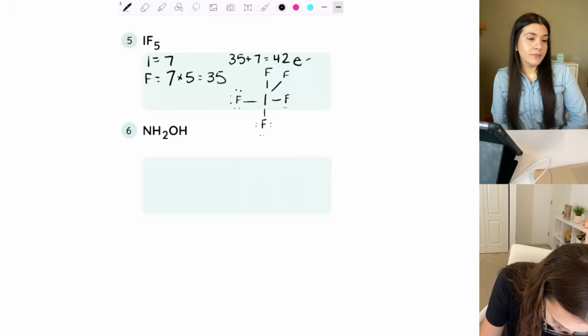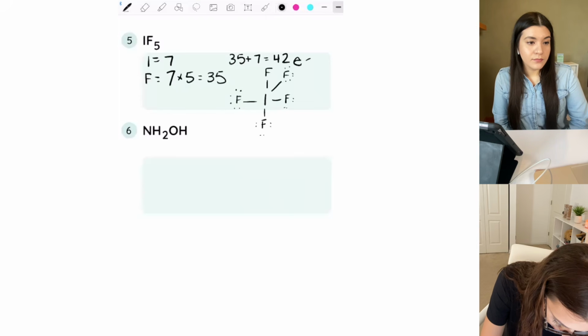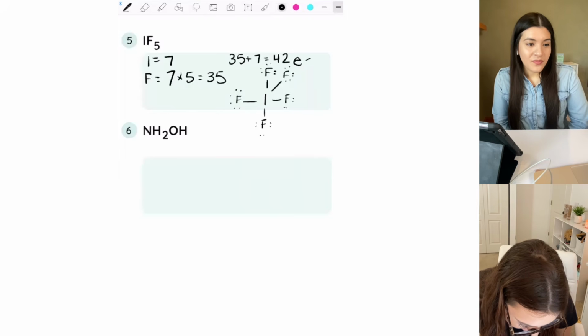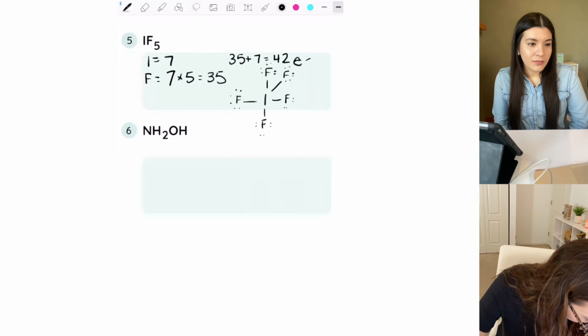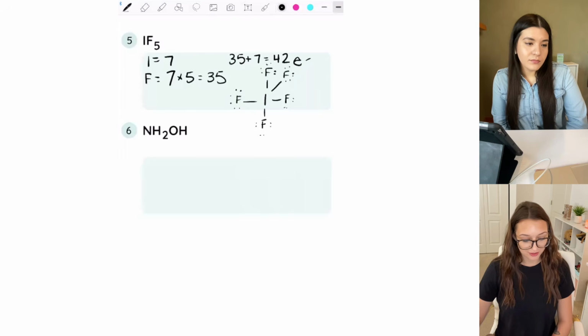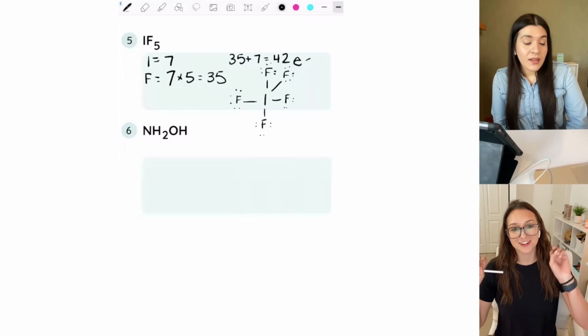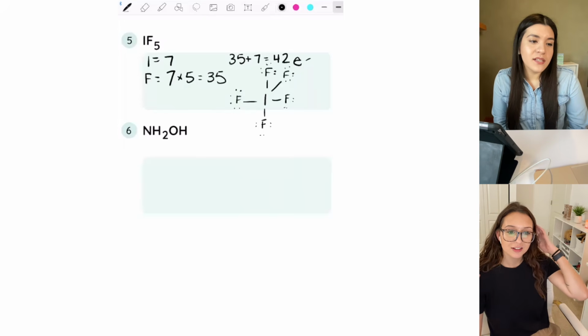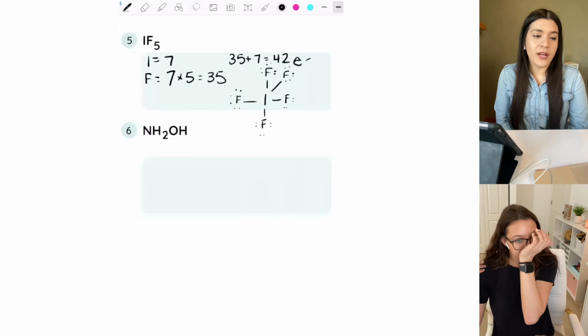Good. I don't really know what to do with that one. Okay. So I'm assuming this must be an exception. Yeah, the iodine. So that means that it's allowed to have extra. It's the extended octet rule or something, right? Right. And then double check. So did we add everything up to 42 electrons?